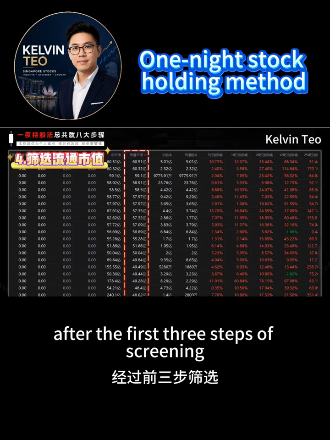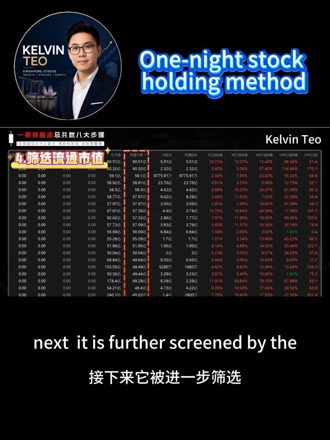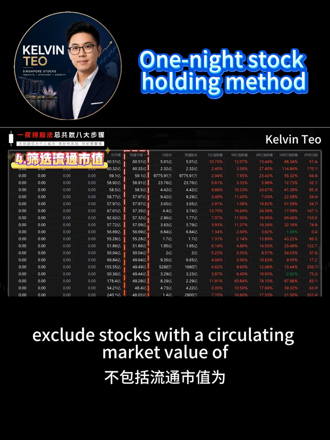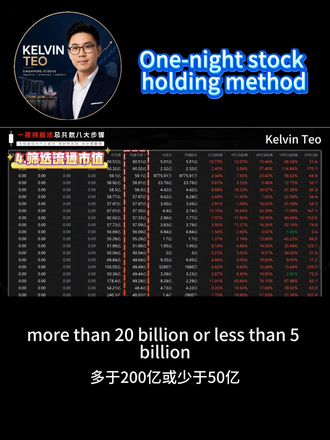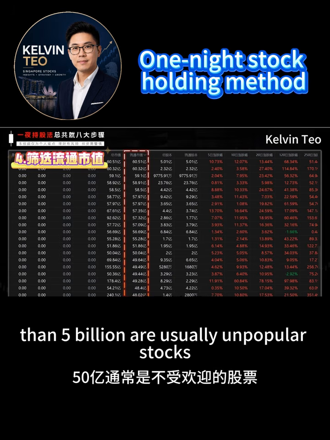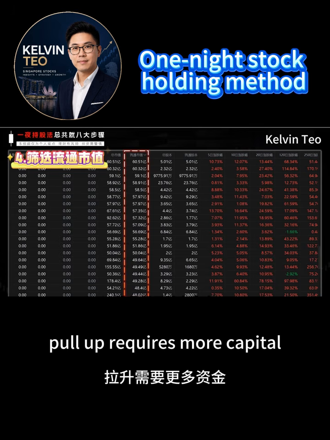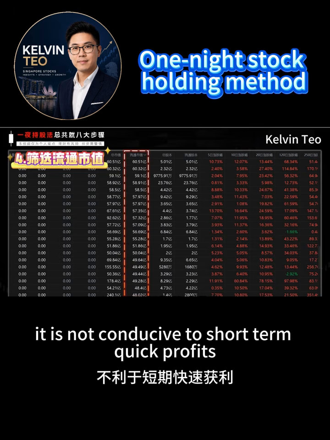The fourth step is to screen the circulating market value. After the first 3 steps of screening, the rest of the stock is relatively high quality. Next, it is further screened by the circulating market value. Exclude stocks with a circulating market value of more than 20 billion or less than 5 billion. Stocks with a market capitalization of less than 5 billion are usually unpopular stocks. And stocks above 20 billion are larger, and pulling them up requires more capital. It is not conducive to short-term quick profits.